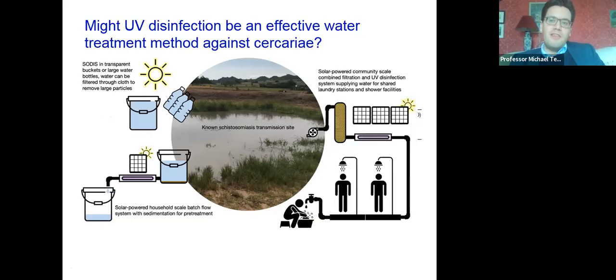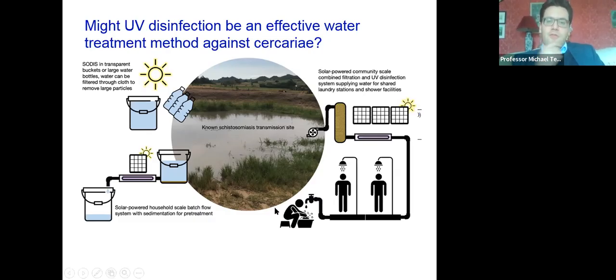And there are a few different ways that UV might be able to help. One would be to use what's called SODIS, or solar disinfection, to fill up containers, plastic containers for example, with water, and expose them to sunlight for enough time to purify the water. But we also thought about the fairly inexpensive small-scale UV disinfection units that you can buy nowadays. Some of them are even solar powered, so you don't even need a stable power supply. And potentially you could treat water from a transmission site like a lake or a river, and pass it through one of these UV reactors to purify the water for washing or bathing purposes.